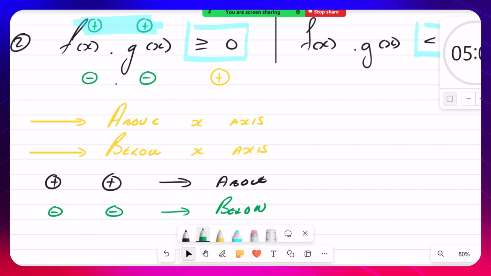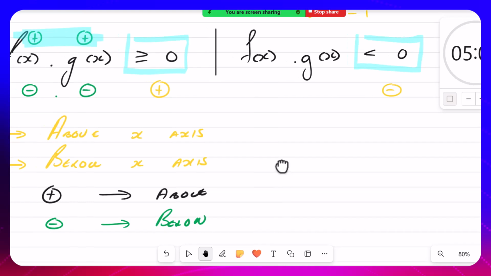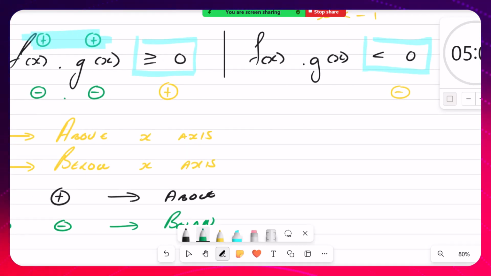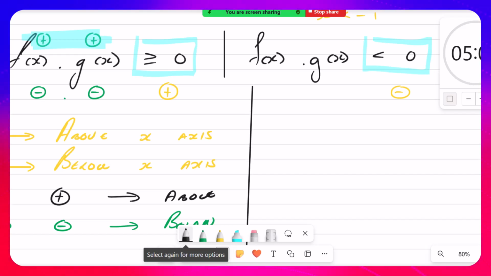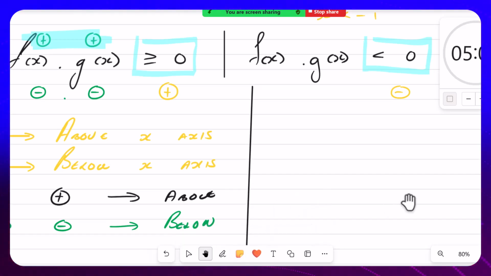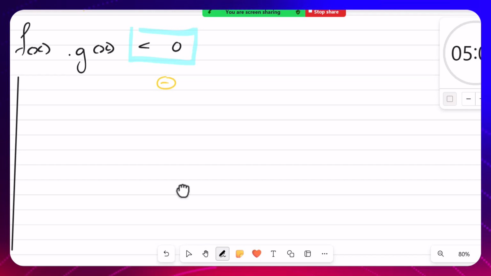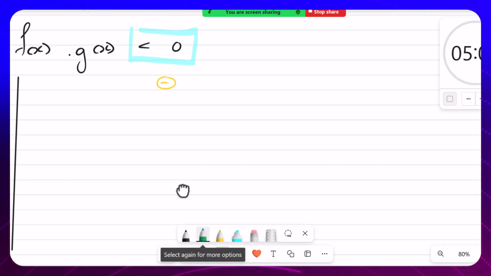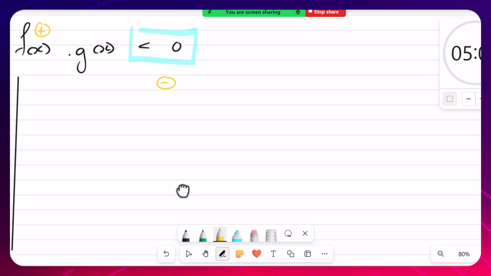Continuing from there then. We figured out that in this particular case of multiplication, you're looking at both graphs being either both above or both below. Now let's look at the one that is less than. For this side, I'll be pushing completely to one side. There you go. In this case, we're looking for where it is less than 0. This means that in order for this to be negative, one graph has to be positive while the other graph has to be negative.